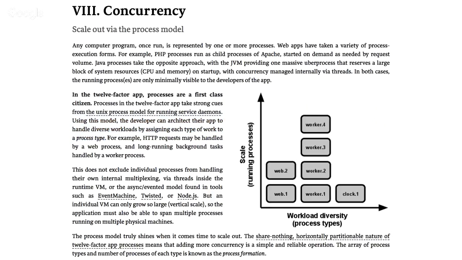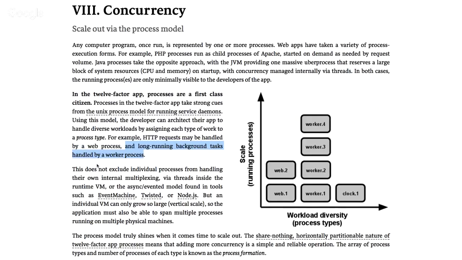For example, HTTP requests may be handled by a web process. That's what we just talked about. Web 1 and web 2 are HTTP processes. And long-running background tasks are handled by worker processes. So anything that's long-running is handled by these worker processes.